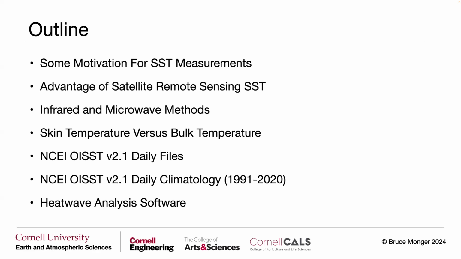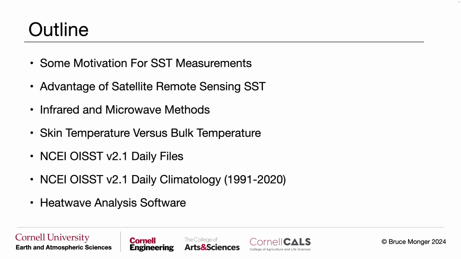skin temperature versus bulk temperature. The satellite, you'll find out, sees what's called skin temperature. It's the upper micron or millimeter of ocean water, the temperature of that upper little skin layer. And then I'll briefly say a few things about the OISST data, the data that is commonly used for marine heat waves these days.